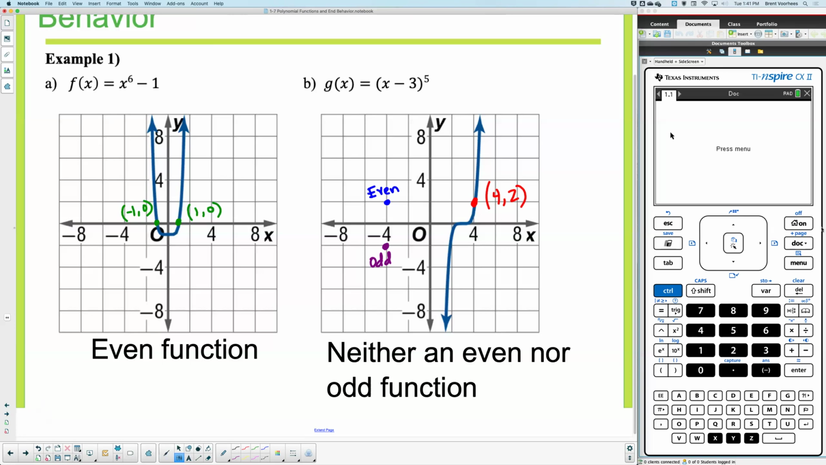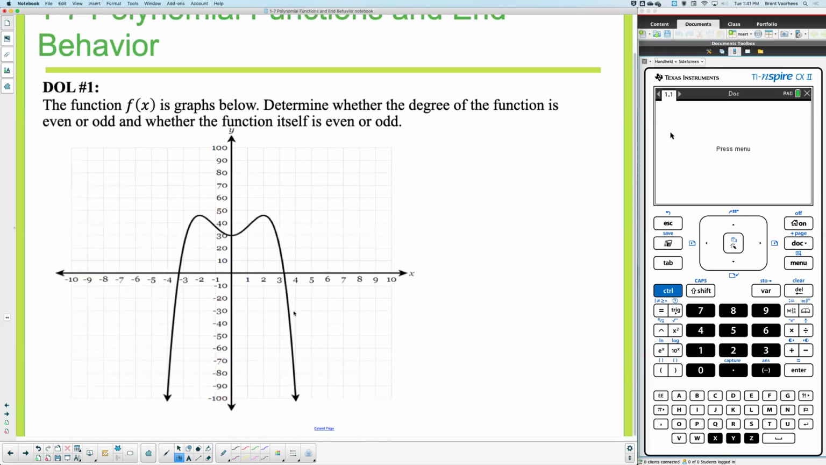Okay, we've come to your first DOL. What I want you to do is use this picture, state if it's even, odd, or neither, and once you decide, pick 2 points to prove why it's either even, odd, or neither. So again, state whether it's an even, odd, or neither function, and then find 2 points that confirm what you say is true. DOL number 1.